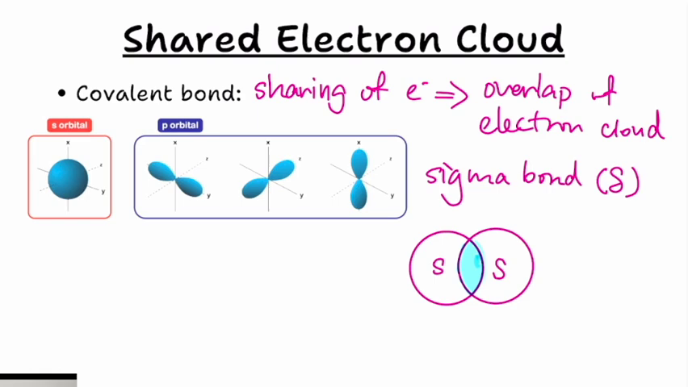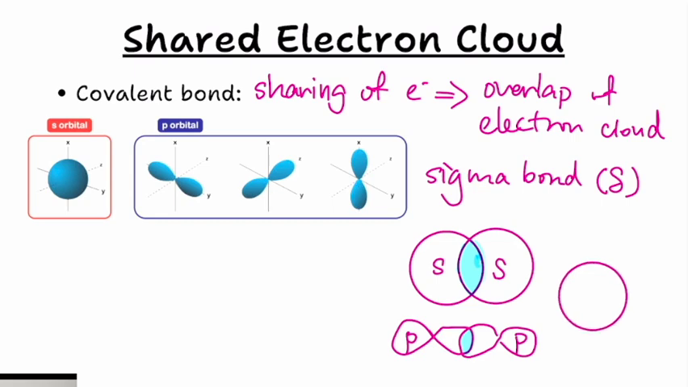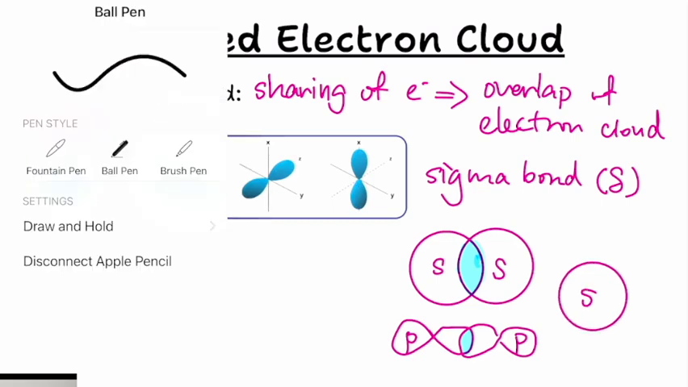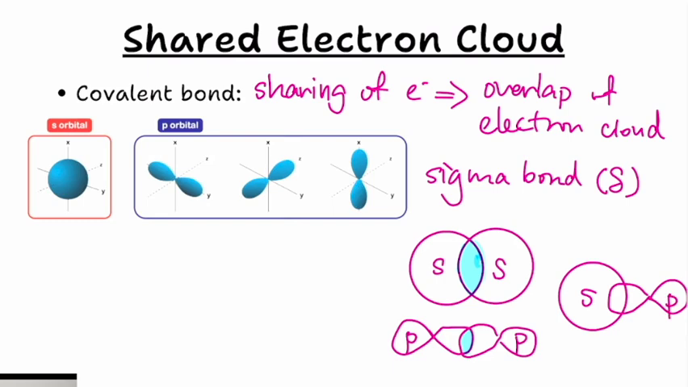And it can be an overlap of two p orbitals. Again, this is the overlapping part. And it can occur between an s orbital and a p orbital. We call this head-to-head overlap.